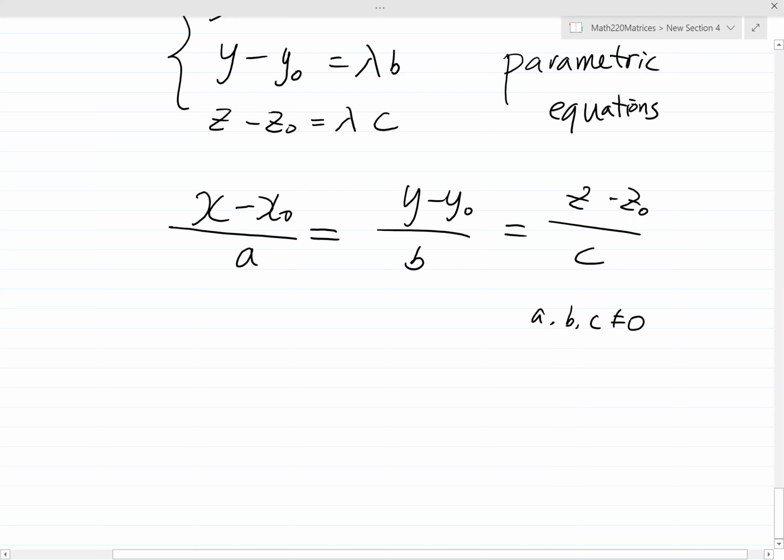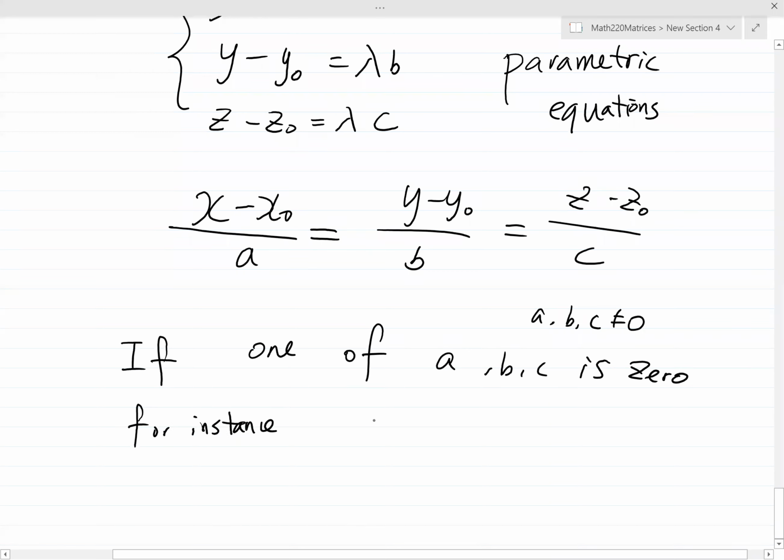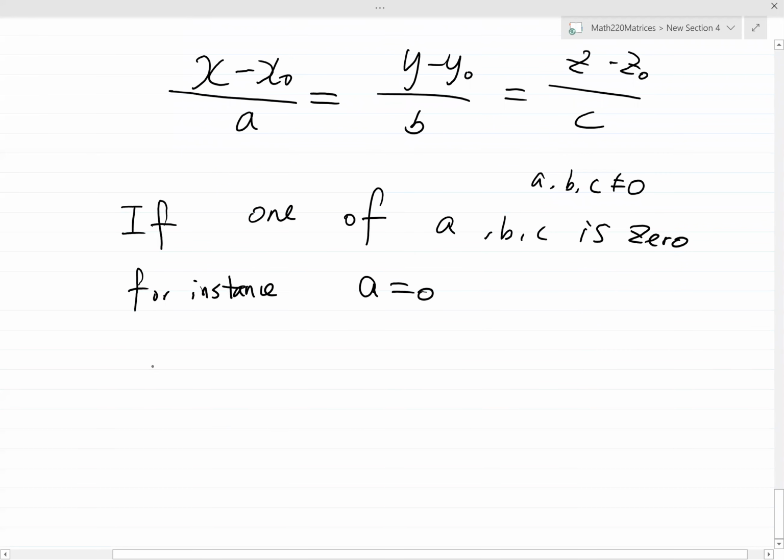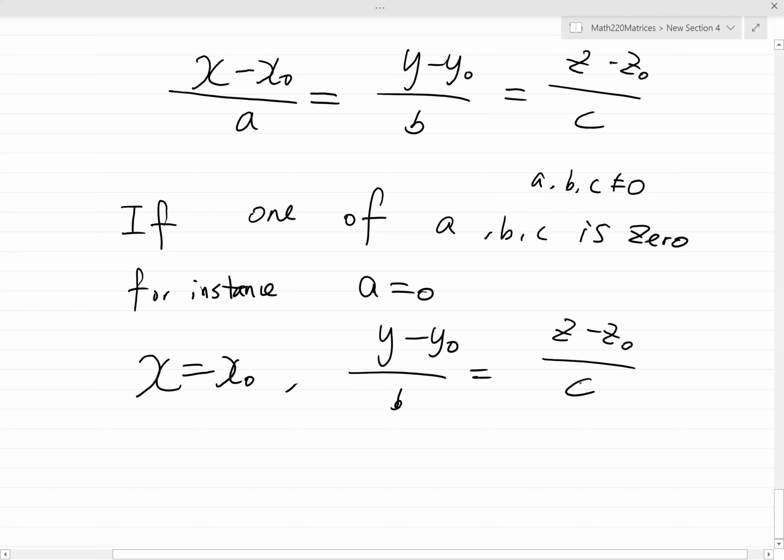If a is 0, for instance, or two of them are 0, it's possible. For instance, if a is 0, then x0 is fixed, x equals x0. Then (y minus y0) over b equals (z minus z0) over c. So we get this kind of equation of a line.